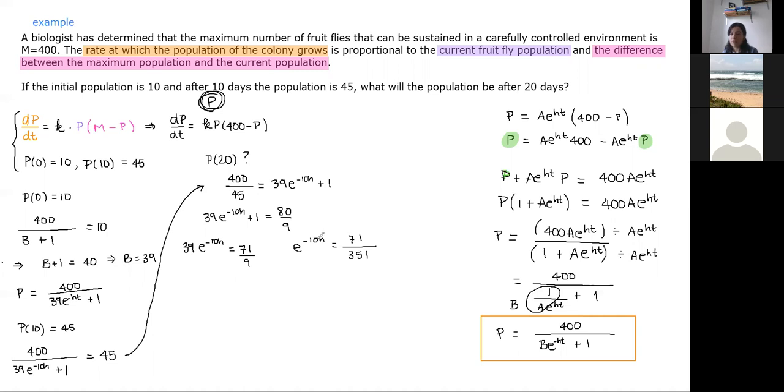Now, you don't get away from solving equations using exponentials. Here you have to find the exponent of e, so that means you're taking the natural logarithm on both sides, which gives us minus 10h is equal to ln of 71 over 351, which finally means that h is equal to ln of 71 over 351, the whole thing divided by negative 10.